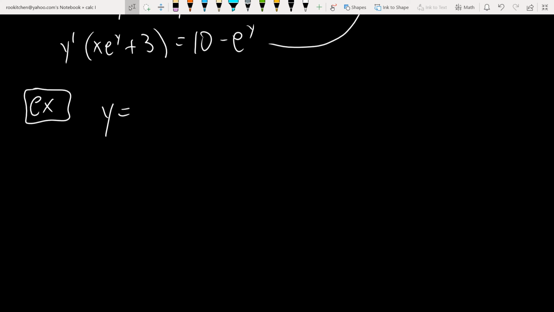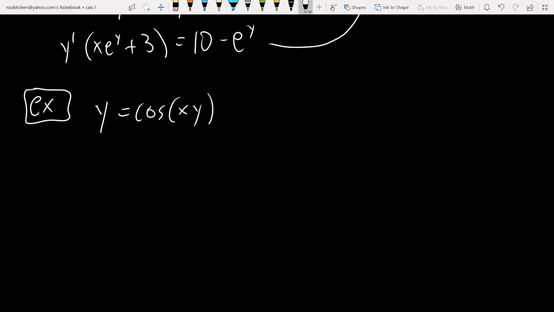Let's try y equals the cosine of xy. Okay, am I going to be able to pull this off? Let's put x on the other side. That'll make my life a little easier, I think. I forget how the problem went. Well, let's try it and see if I can pull it off.